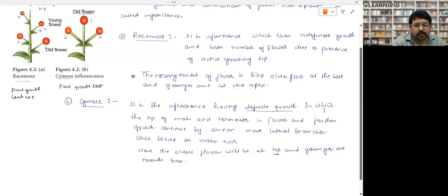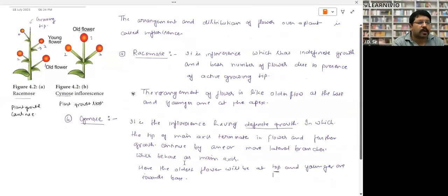Inflorescence having definite growth is one in which the tip of the main axis terminates in a flower, and further growth continues by one or more lateral branches, which behave as the main axis. Here, the oldest flower will be at the top and the youngest flower at the base. Clear?